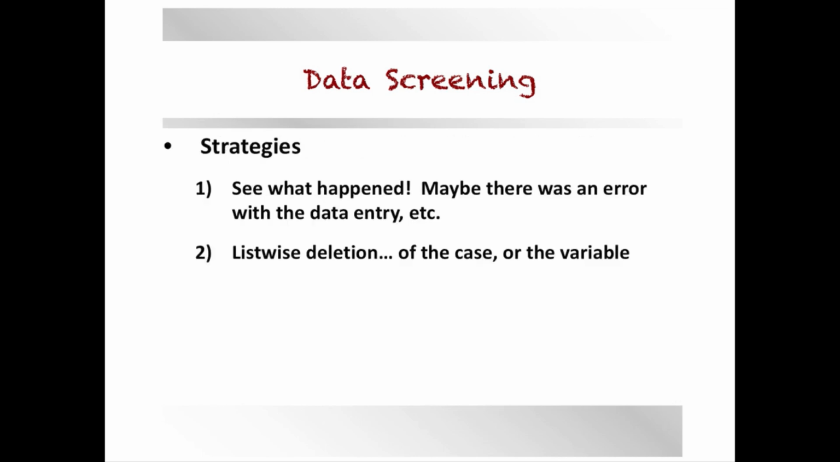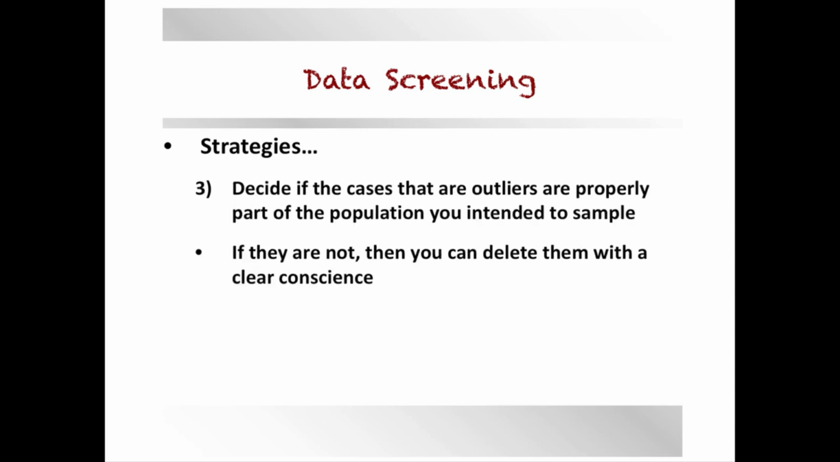Okay, so if we have an outlier, what do we do? Suppose it clears that 3.29 criteria. Well, number one is just see what happened. Maybe there was an error in the data entry. That's where prior knowledge comes in. And that's often, in my experience, been the biggest strategy to identify an outlier and what to do with it. Number two is to listwise delete if you're like, well, I don't know what happened and it's weird and this value doesn't make sense. We just need to get rid of this person.